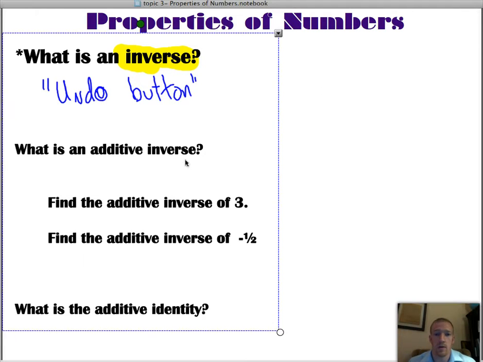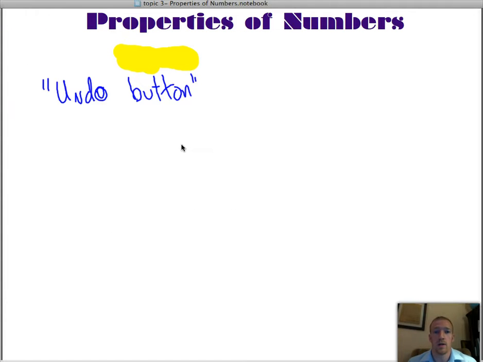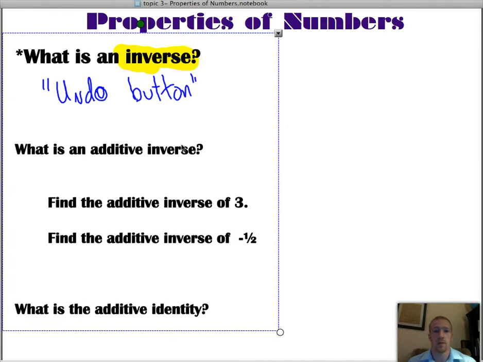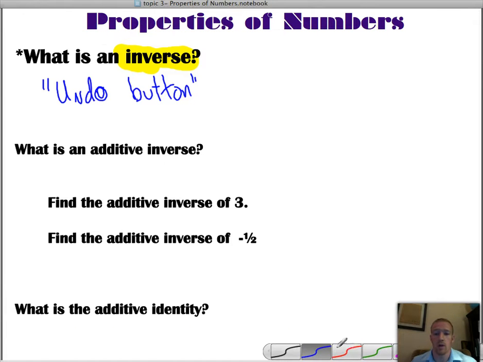So I could delete this. The inverse of deleting would be adding it in there. So think of inverses as like the undo button. They undo whatever we did under a certain operation. So it depends on what operation we're talking about here.